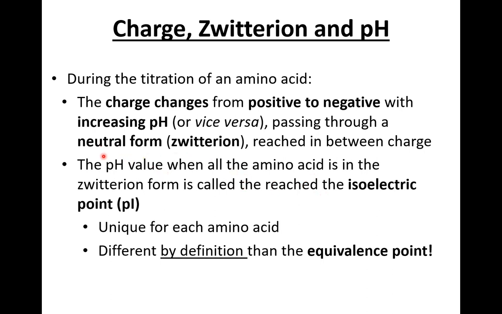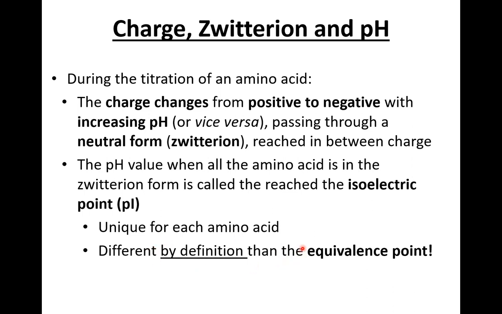So the pH value during the titration that brings all the amino acid, 100% of it, in the neutral form. Once you reach that value, for example 7.38, a pH value that gives you 100% of your amino acid all in the neutral form, that pH value is referred to as the isoelectric point. And this is different from the equivalence point by definition. The values might overlap between the isoelectric point and the equivalence point, but by definition they are defined very differently.